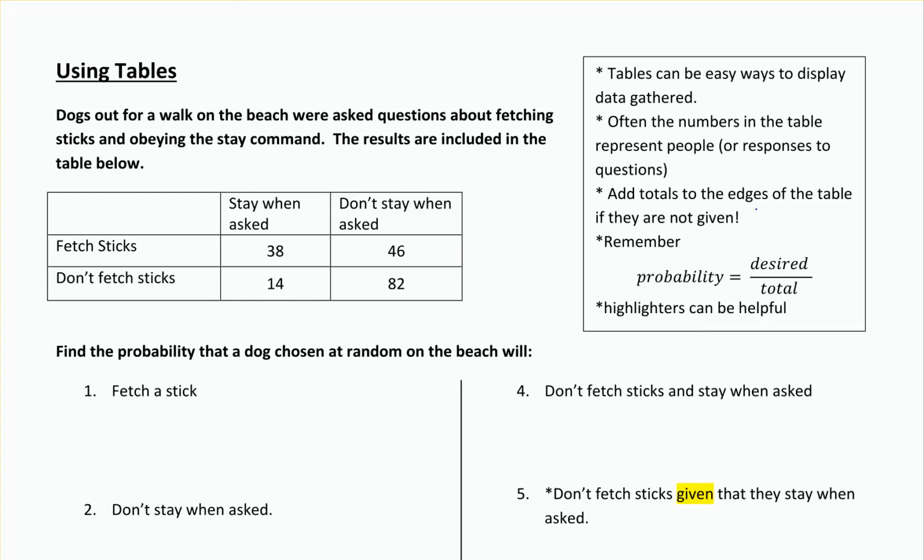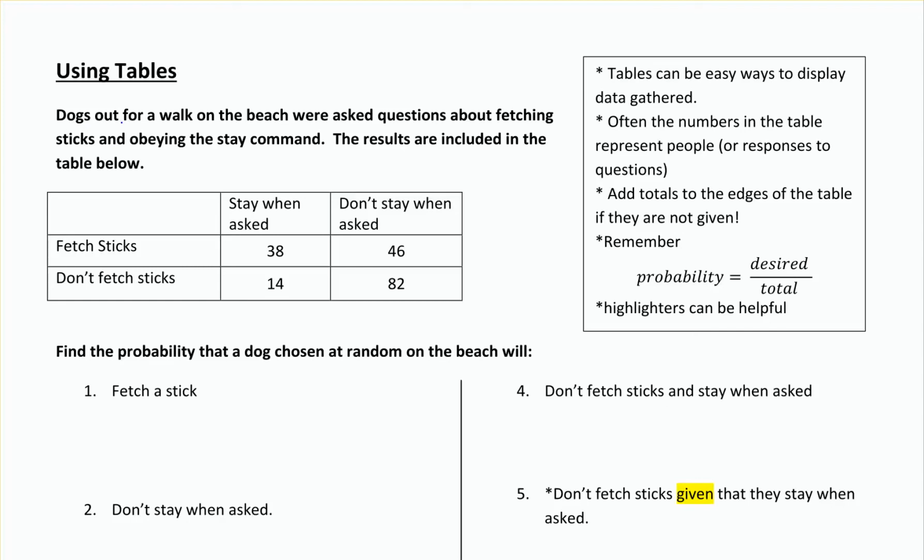You want to add the totals to the edges of the table if they've not been given to you. They'll be very important to use. And we want to remember that our basic formula for probability is always just the desired number out of the total number. And sometimes highlighters can be helpful. So let's just put it into practice.